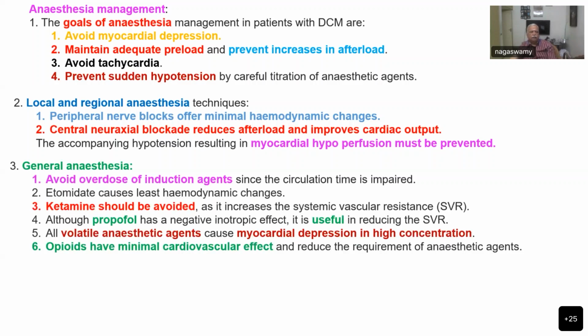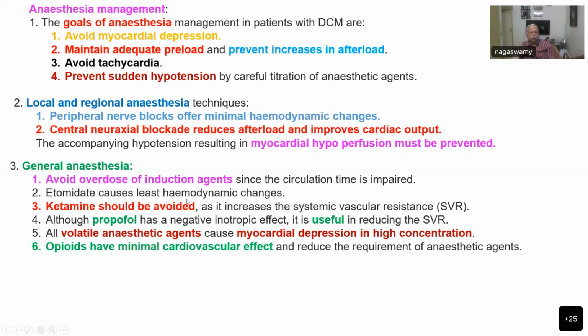Now coming to general anesthesia, avoid overdose of induction agents since the circulation time is impaired. Because of the cardiac failure, the circulation time may be prolonged. So don't rush to give more and more induction agent. Wait for the arm-brain circulation time, which may be prolonged, wait for that adequately, and then slowly give a titrated dose.